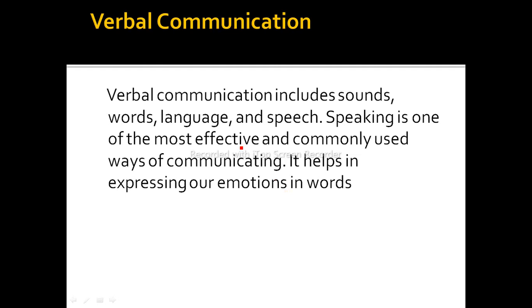What is verbal communication? It includes sound, words, languages, and speech, meaning what we speak, or any sound that is coming. Verbal communication means, like these days we send audio messages on WhatsApp to our friends, so that could be verbal communication because we are sending sound, words, languages or speech, when we talk to each other.